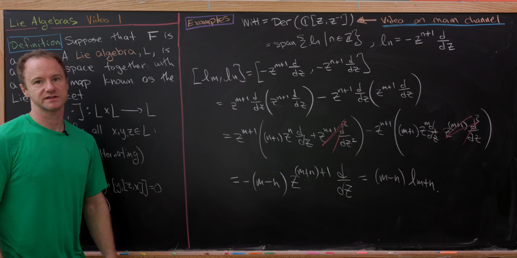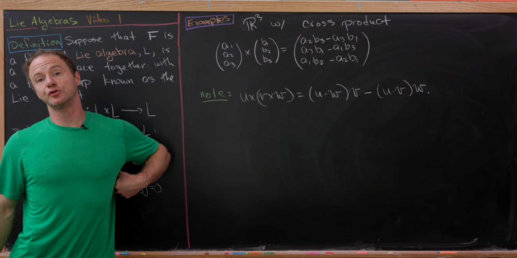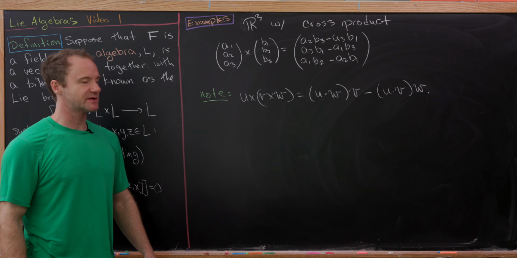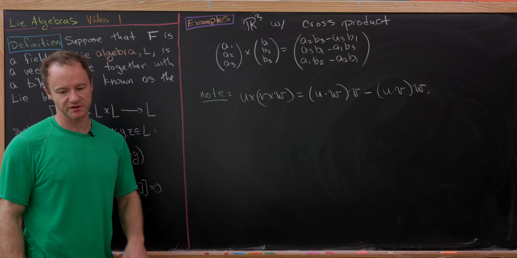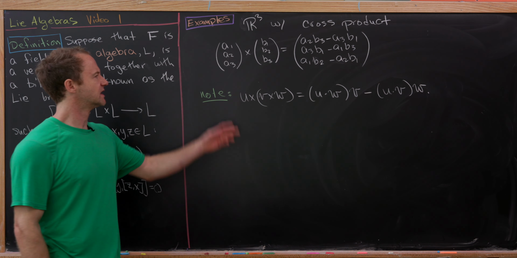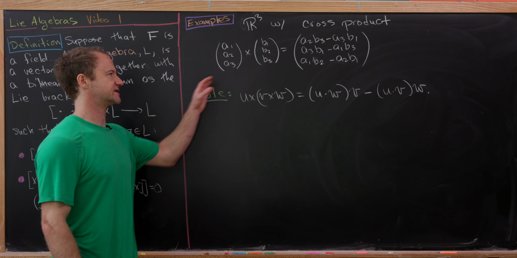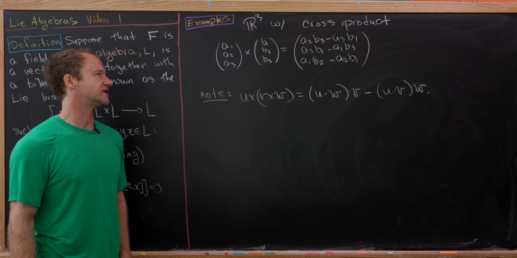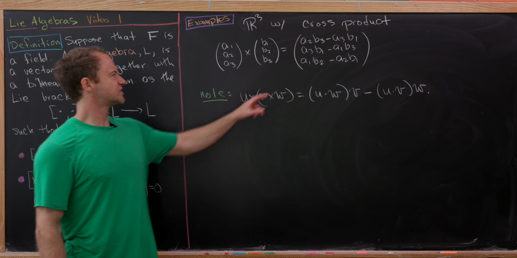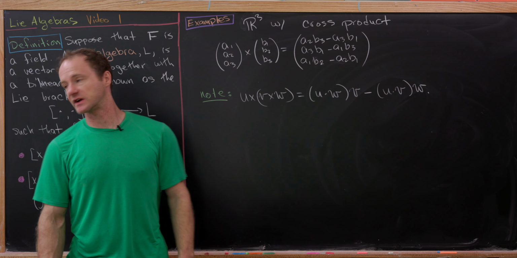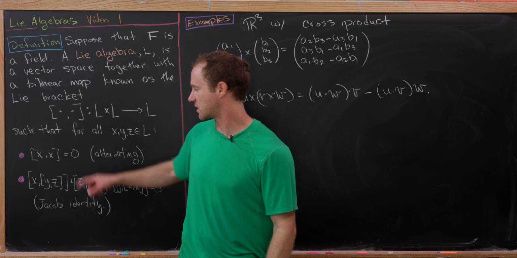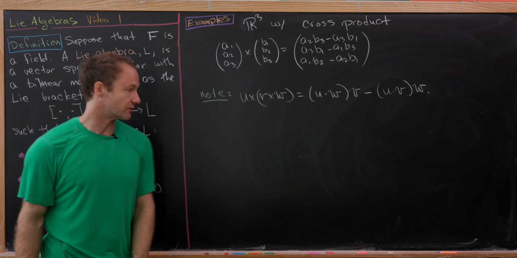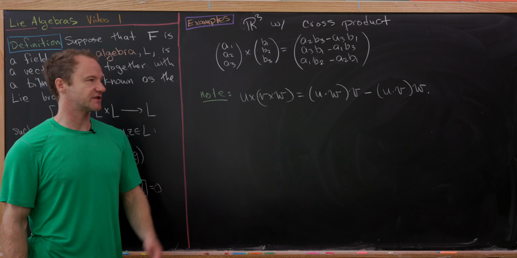Okay, let's look at another example. Our next example is another super classic one, and that is three-dimensional vectors. We'll take them over the real numbers together with the cross product. Let's recall that the cross product is defined as follows. That gives us a vector which is perpendicular to the starting vectors. So just based off of this formula right here, it's pretty clear that if you cross a vector with itself, you get 0. Then how do you check the Jacobi identity?